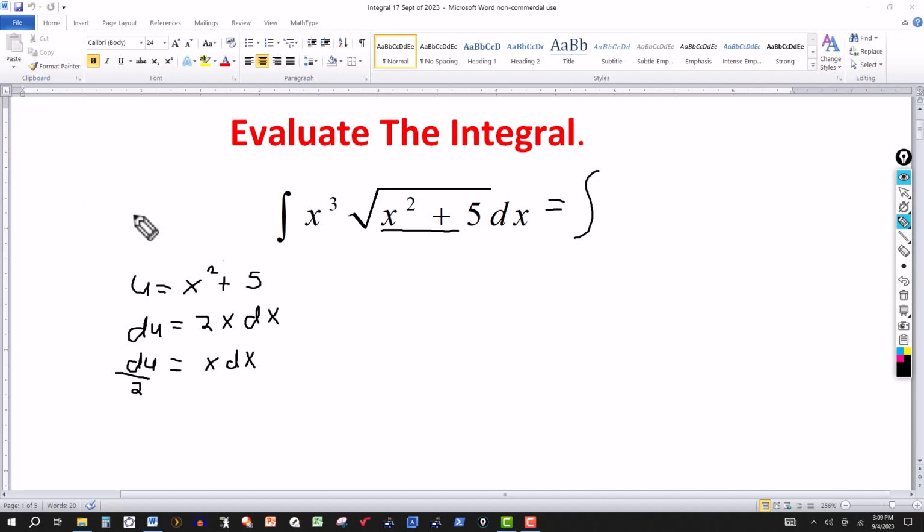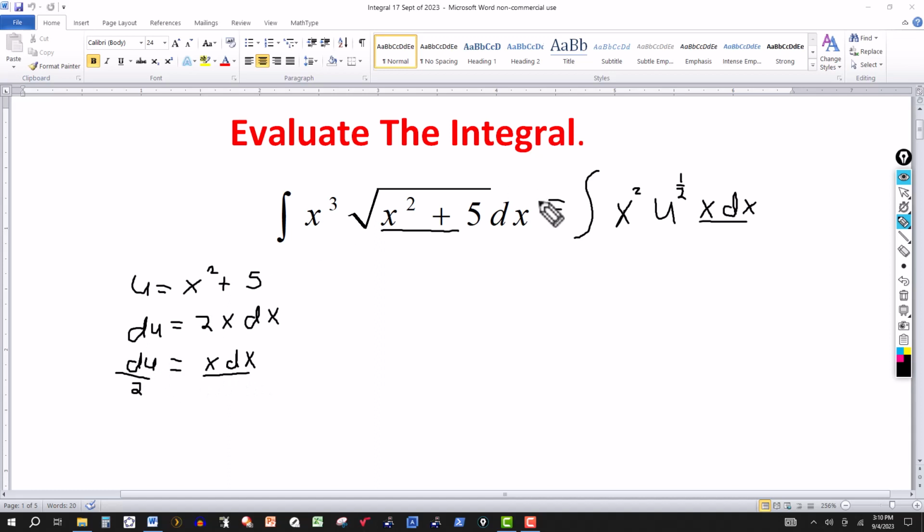This will be the integral of, this is my u right here, x squared plus 5, so this will be u. Instead of the square root, I put 1/2 as an exponent, easier to integrate. And then I'm going to break up the x to the third as x squared, and then one factor of x will go with a dx. So I got x dx there. I've got a substitution for that right here. x dx would be du over 2.